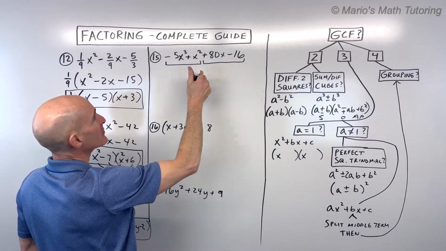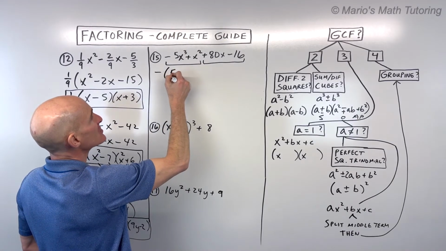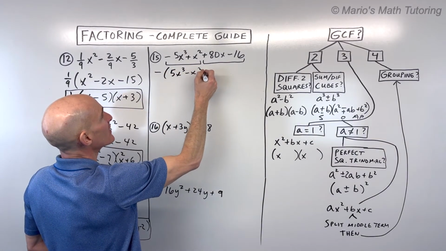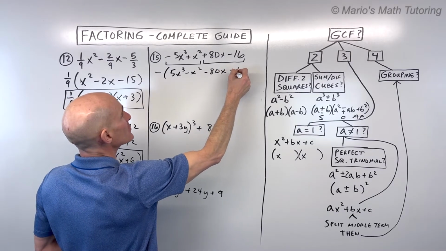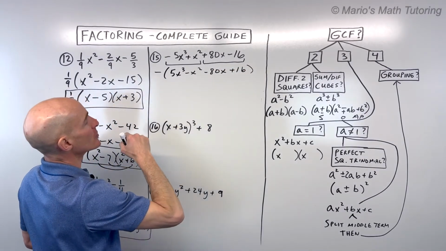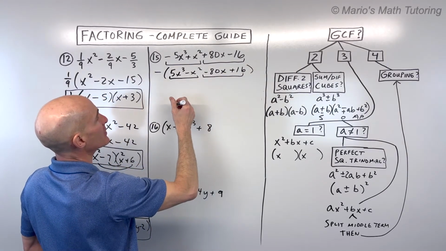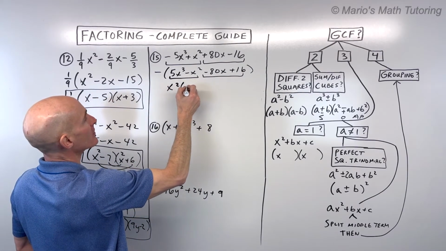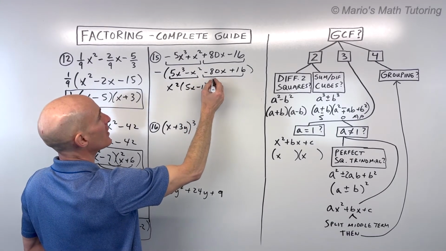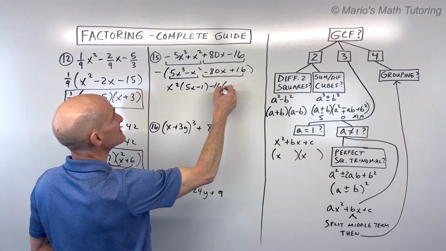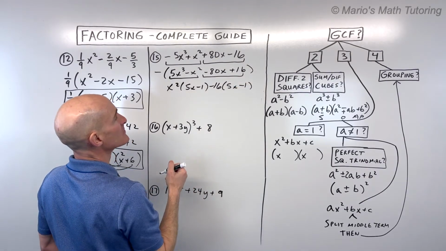Matter of fact, I'm going to factor the negative out first, just because that's what I like to do. I think it just makes it a little bit easier. Factor the negative out of all the terms. Now we're going to factor by grouping. Make sure you capture this negative sign here. I can factor out an x squared. That leaves me with 5x minus 1. Here I can factor out a negative 16. That leaves me with 5x minus 1.